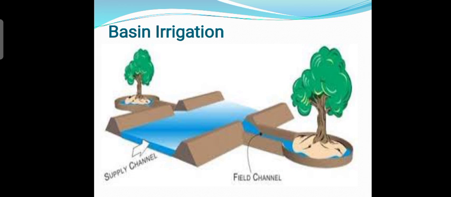The next is basin irrigation. In this method, the field is filled with water as in paddy fields. The water is supplied directly into the field to cover the entire area. This type of technique is suitable only for crops with roots that need to be submerged in water.